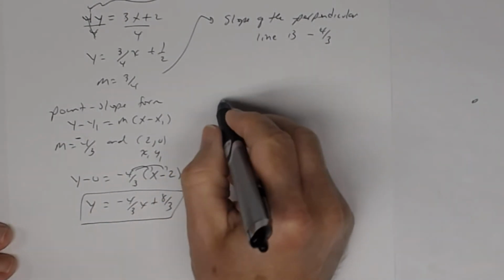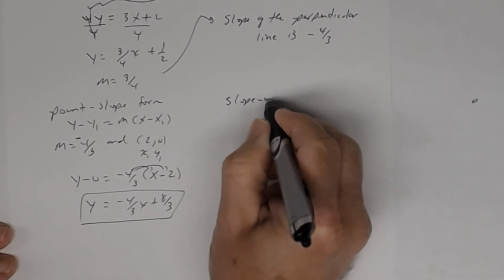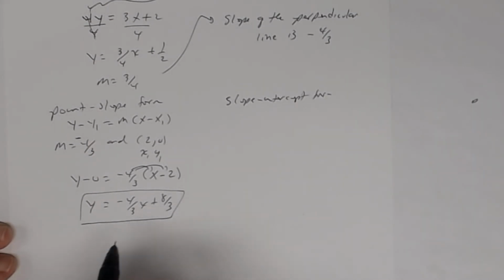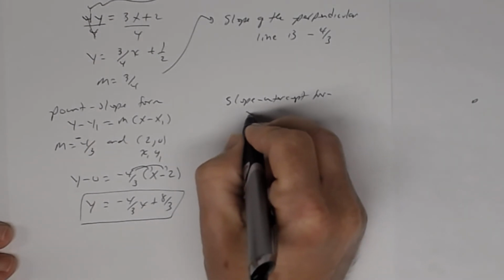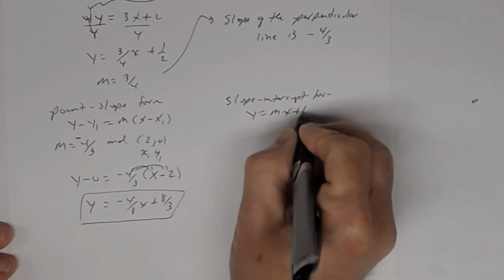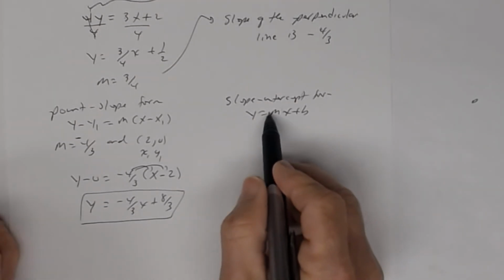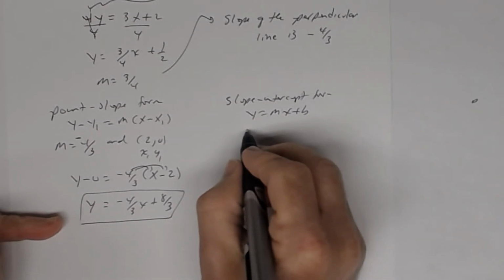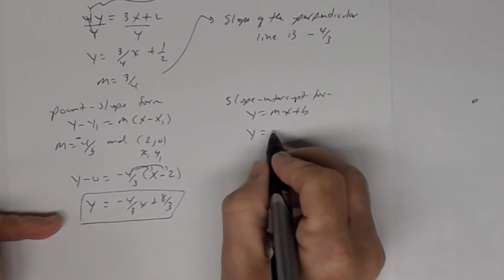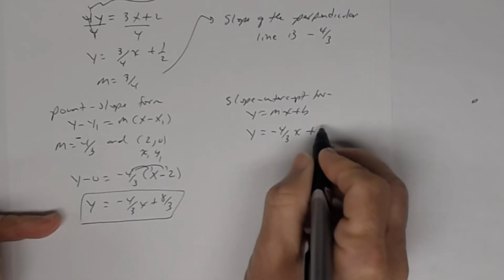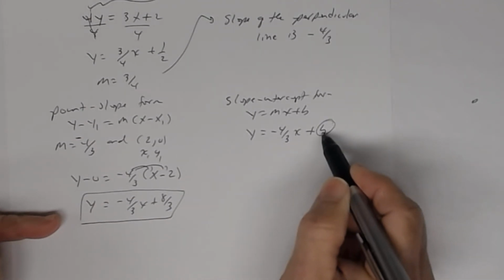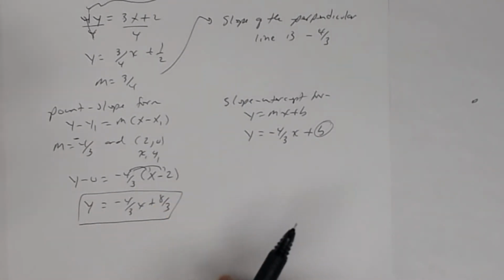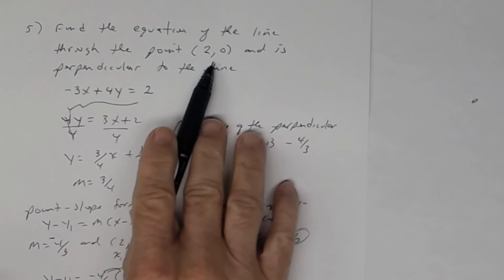Let's use slope-intercept form as our other approach, and hopefully we'll get that same answer. In slope-intercept form, that's y equals mx plus b. In order to use this, I need to know the slope and the y-intercept. I do know the slope. Slope is negative 4/3. So I know so far y equals negative 4/3 x plus b. All I've got to do now is find b. To find this, I've got to use the fact that a point on that line is (2, 0).